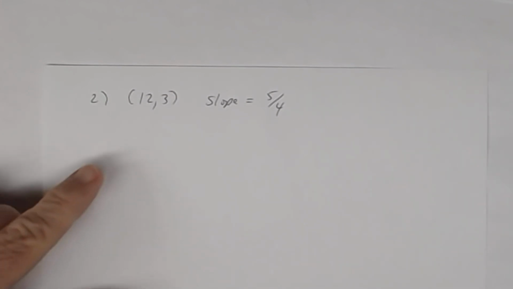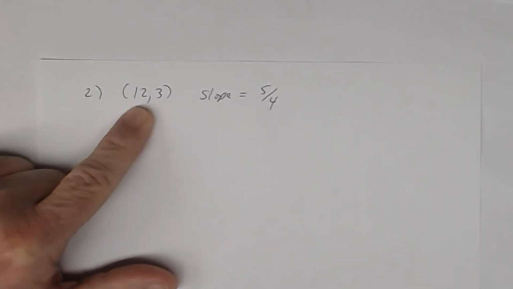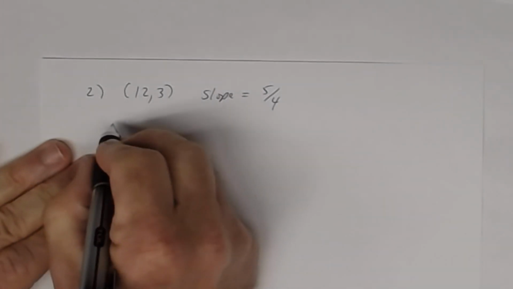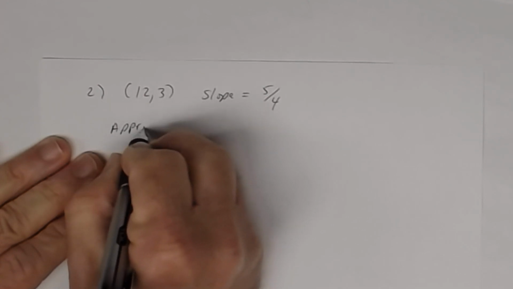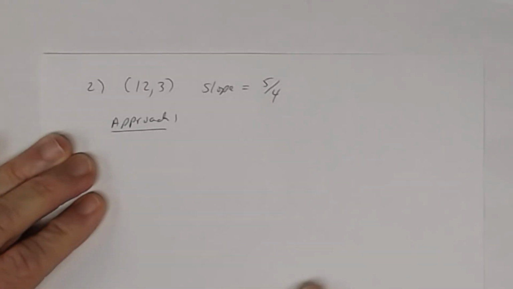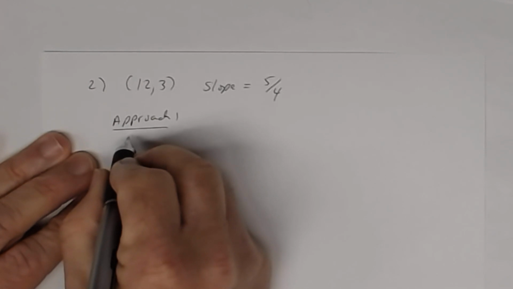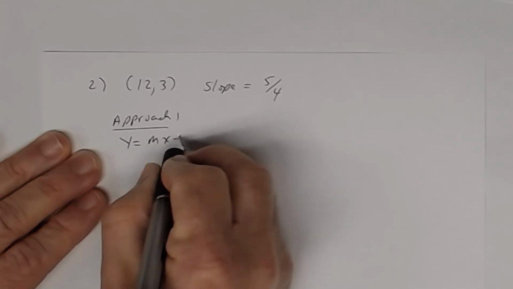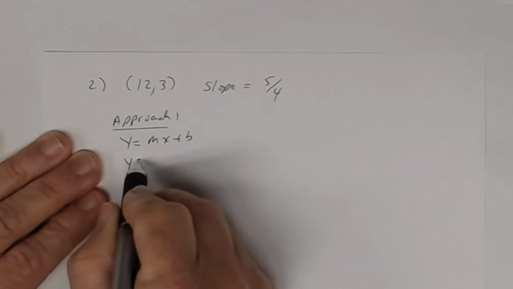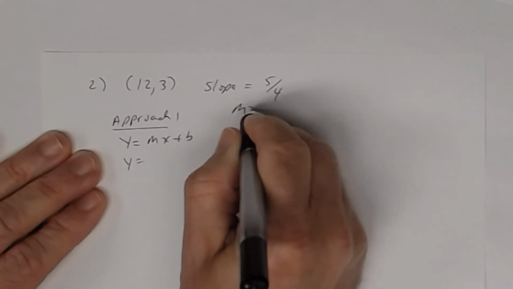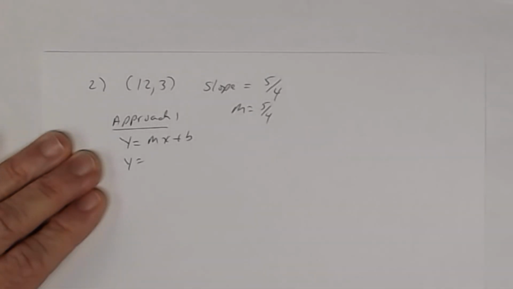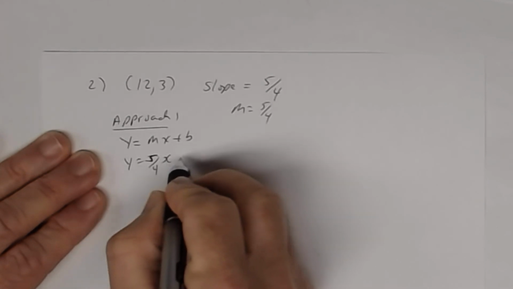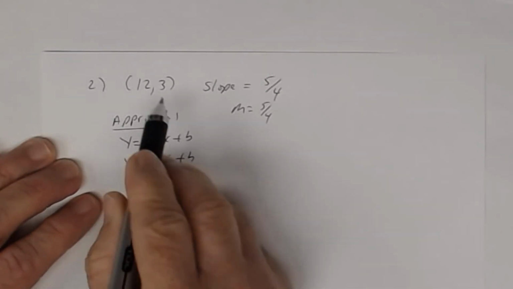So number 2, this time you have the line that goes through this point and has this slope. Let's go ahead and use approach number 1, so we're going to use slope-intercept form for that one. I have y equals the slope, which I know. Remember, this is your slope, m equals 5/4. So I have y equals 5/4 x plus b. I've got to find b. To find b, I'm going to use this point here.